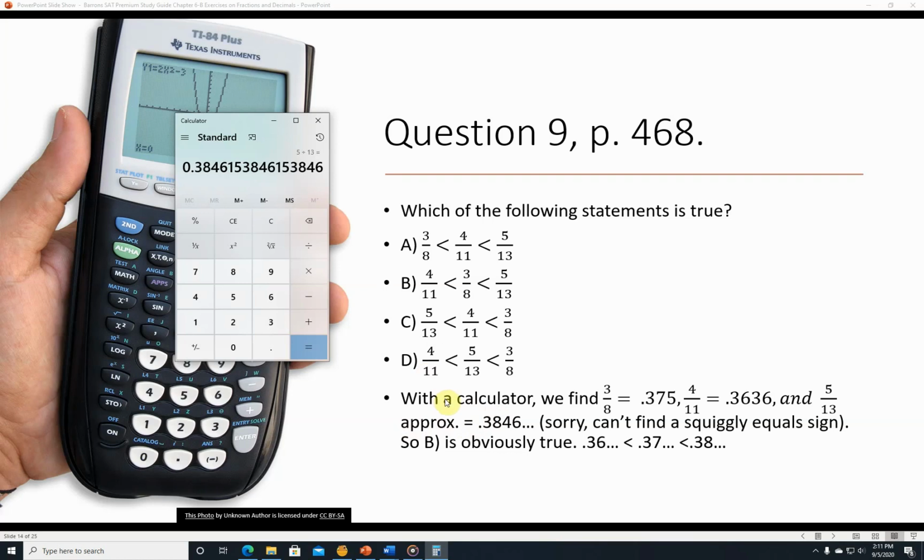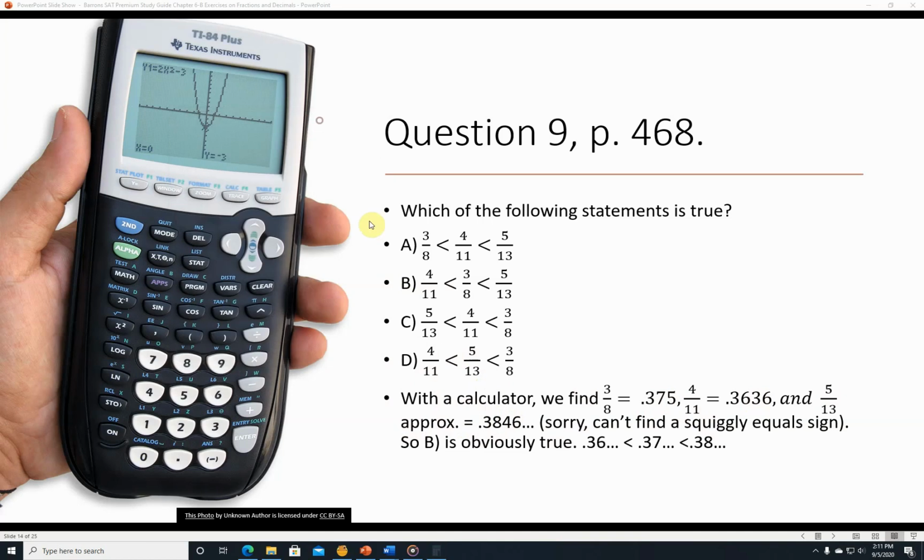Anyway, so then we know B is true because we have 4/11 less than 3/8, and 3/8 less than 5/13. So B is very obviously true. And we move on to the next question.